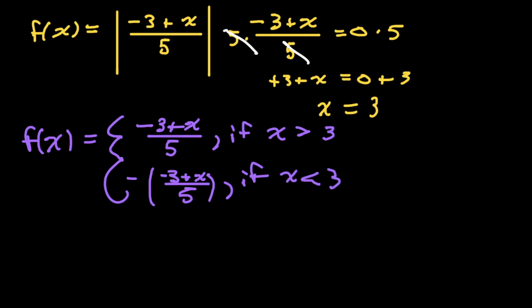And keep in mind, what this is saying is the absolute value of negative 3 plus x over 5 is equal to negative 3 plus x over 5 if x is greater than 3, and also equal to negative of negative 3 plus x over 5 if x is less than 3. And so just walk yourself through those steps, and hopefully over time you'll be able to get it. And that's okay if you don't get it right away. I didn't get it right away either when I was first learning this stuff. It just takes some practice.